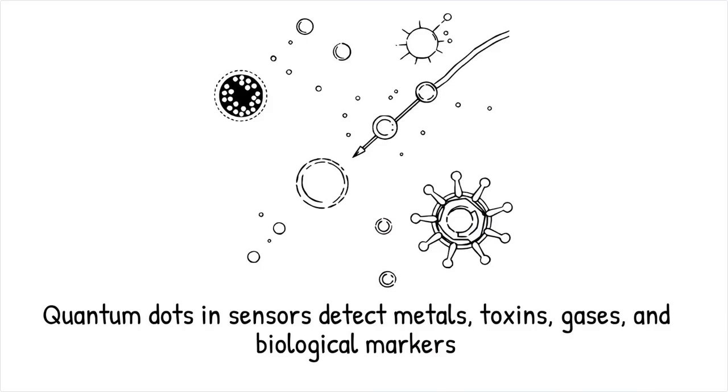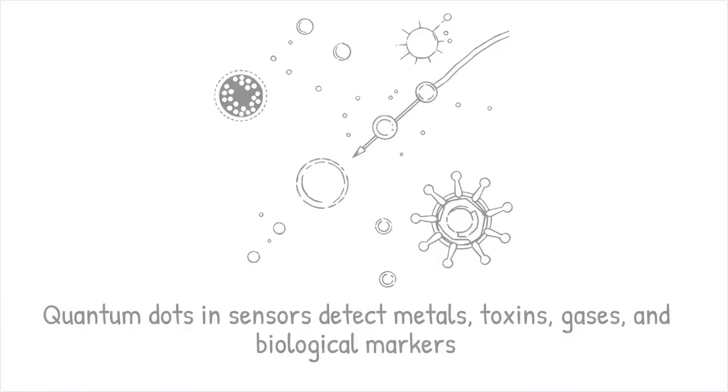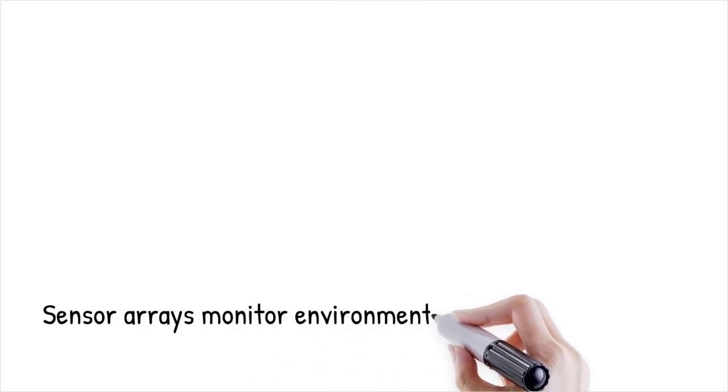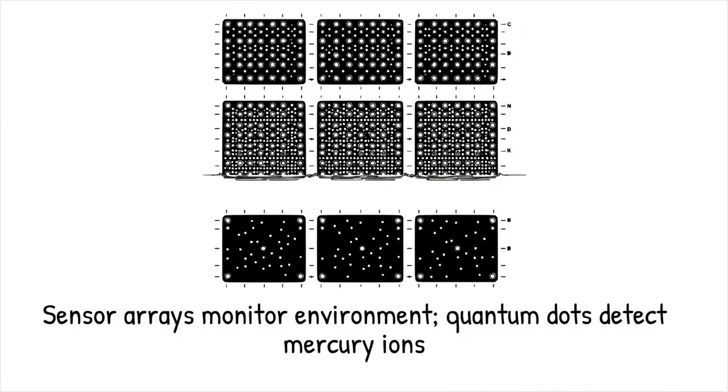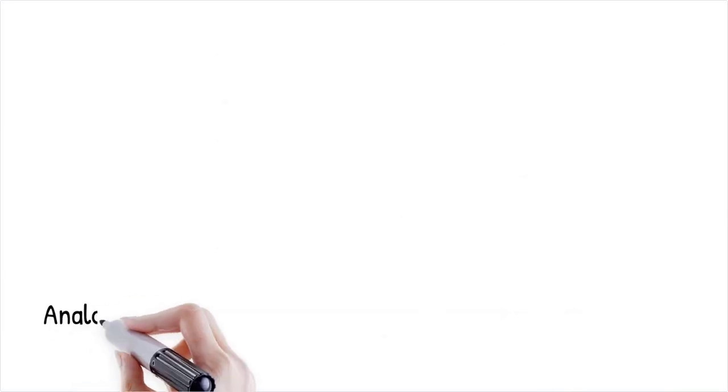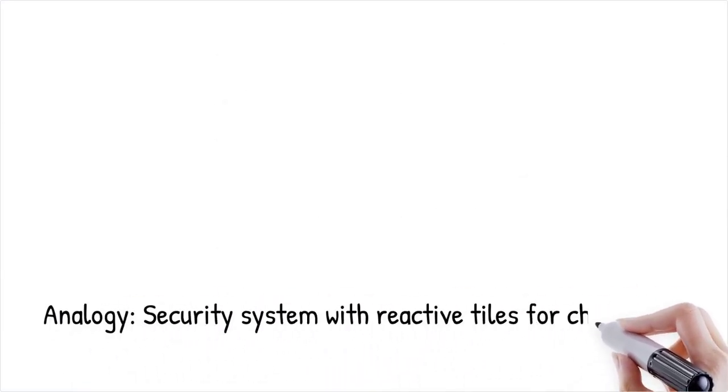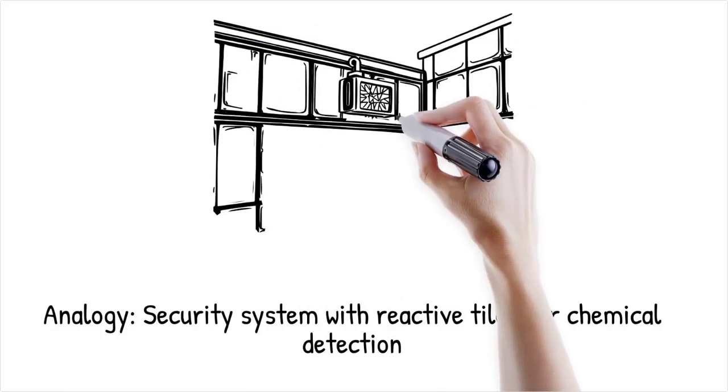their optical or electrochemical properties change upon binding target analytes, enabling highly selective and rapid detection. Sensor arrays can be designed for multiplexed environmental monitoring. Fluorescent quantum dots coated with specific DNA sequences detect mercury ions in water with picomolar sensitivity. It's like a security system with color-changing tiles that glow when the wrong chemical intruder steps on them.